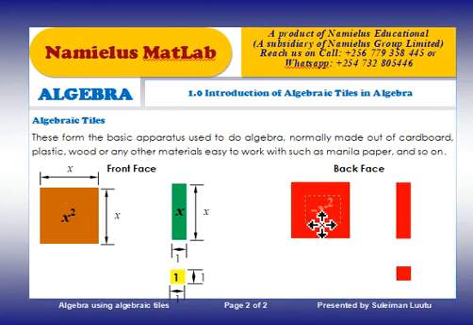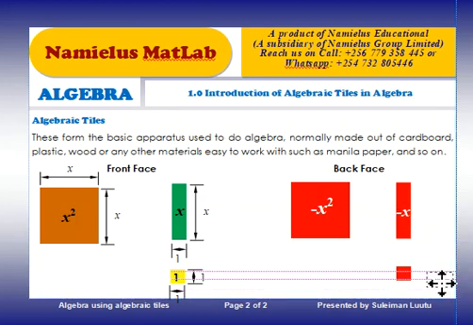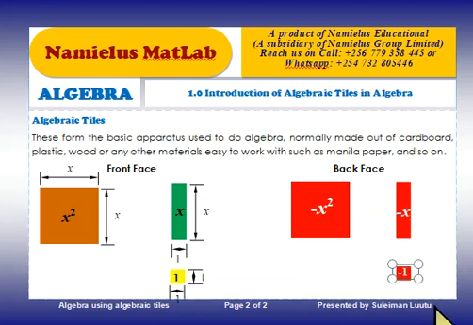So this tile will become negative x squared, and this tile will become negative x, whereas this final tile will become negative 1. That is the representation of these tiles. These are 3 tiles with 2 sides. One side is positive, either brown, green, or yellow, and the opposite face is negative. The negative face is red.